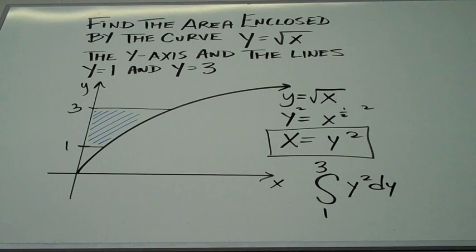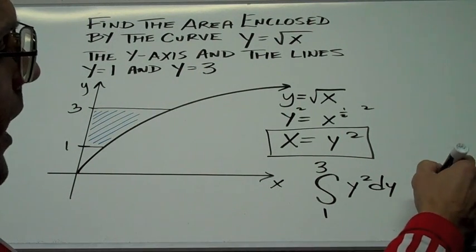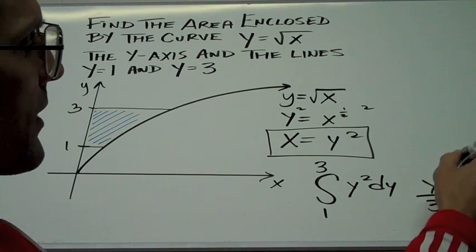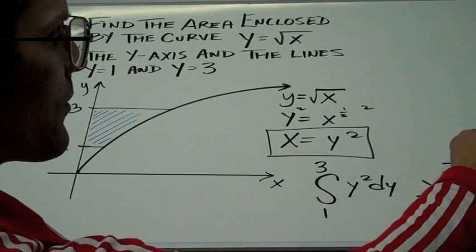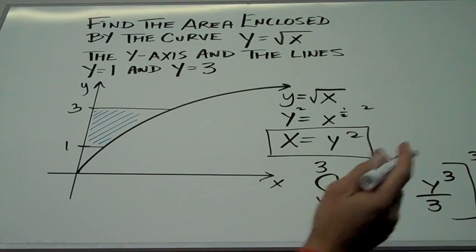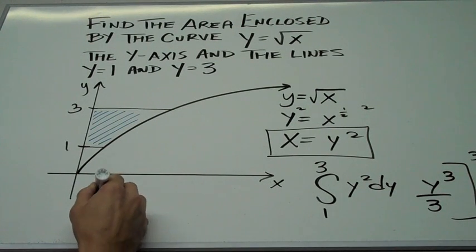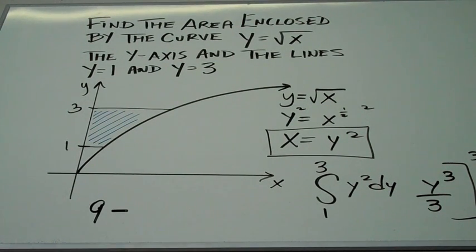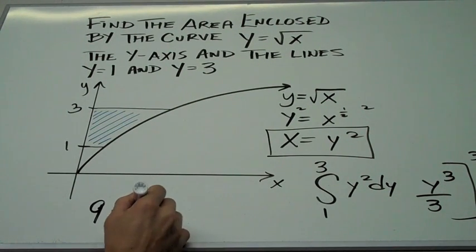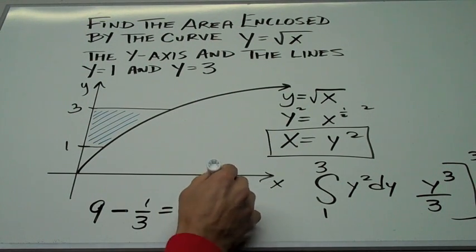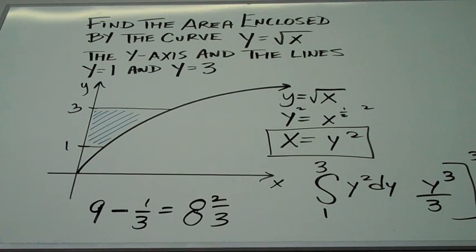Of course, the same rules of integration apply. This will be y to the third divided by 3 from 1 to 3. We can substitute a 3 in there. So if I substitute a 3 in there, 3 cubed divided by 3 is 9 minus 1 cubed divided by 3 is 1/3. Gives us a total of 8 2/3 square units for the area here.